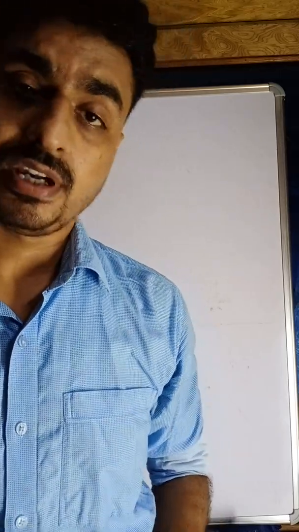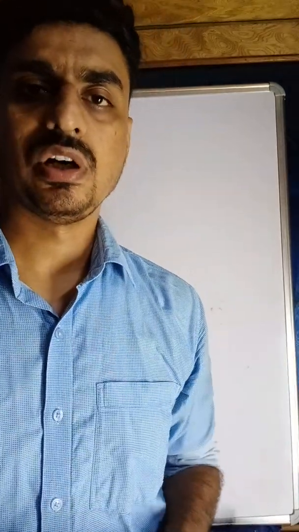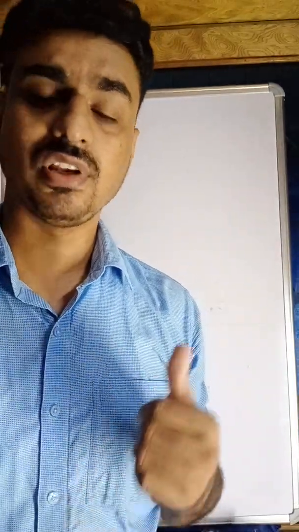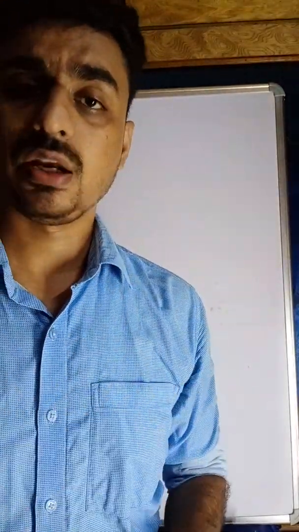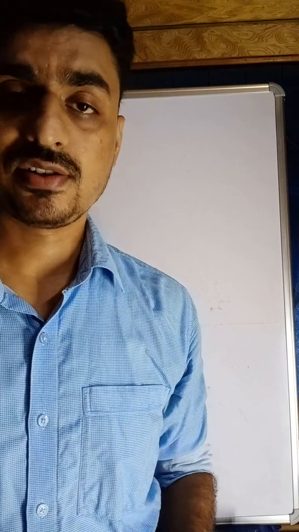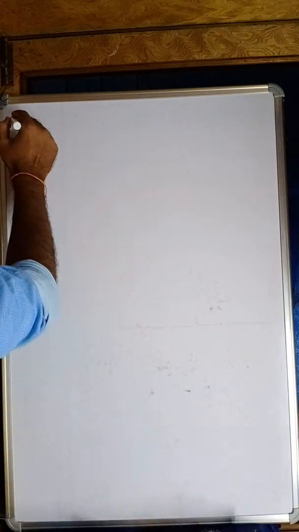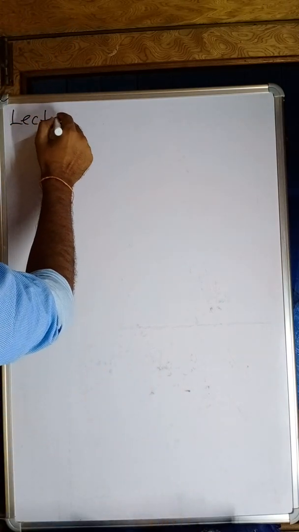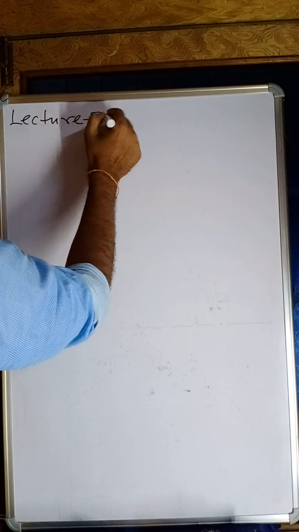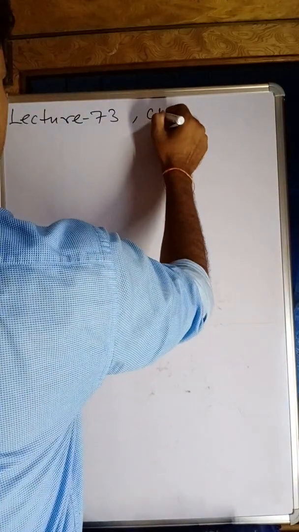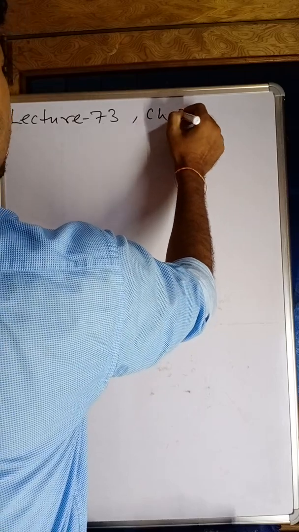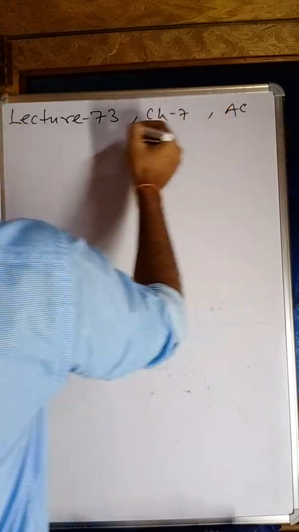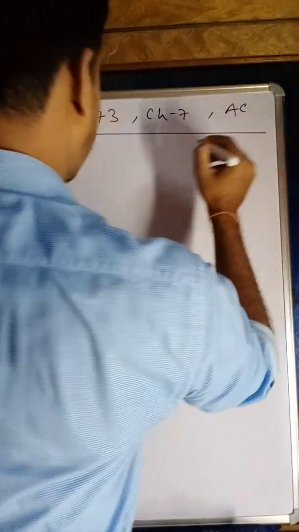But before that, my dear students, I'm going to give you a question to solve, because that will help you reach the RMS value of AC current and voltage. Today we are in lecture number 73 of NCERT chapter 7, alternating current.